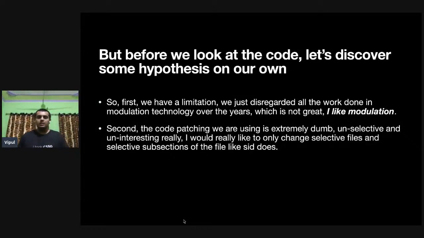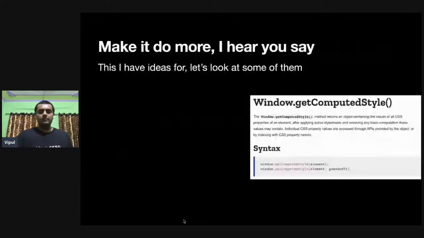And secondly, the code patching that we are doing is extremely dumb, unselective and uninteresting, really, if you think about it. What we are doing is we have written an echo server which just takes the code and puts it in a file, saves it, and the build gets done with it. So nothing interesting about that. But I'm really curious how he might be doing this. And finally, can we make it do more? I am satisfied with what I've achieved, but can we make it do more?